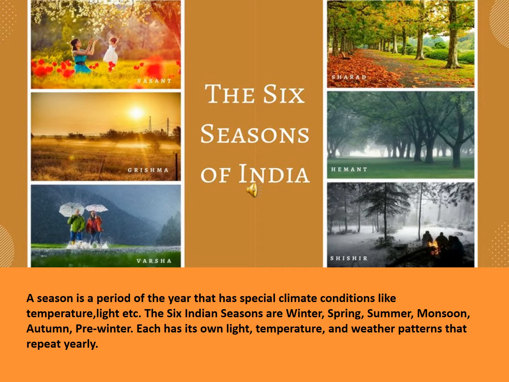And the last picture, you can see people, they have lit a fire and they're sitting. Yes, it reminds us of winter. So today we are going to learn about the 6 seasons of India. And by the way, do you know what is a season? A season is a period of the year that has special climate conditions like temperature, light, etc. So in India there are 6 seasons like winter, spring, summer, monsoon, autumn and pre-winter. So let's continue.